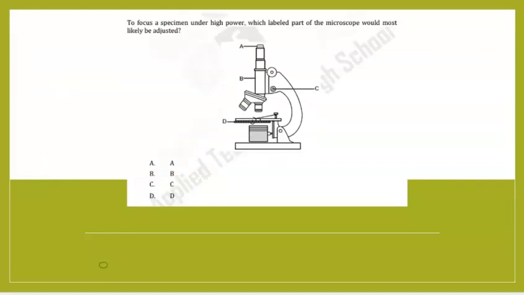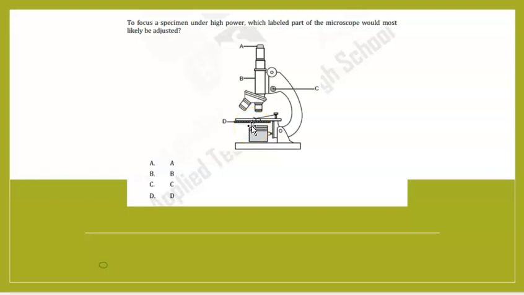Coming to the last question, here they have given you a picture of a light microscope or a compound microscope. And let's look at the basic parts. A is of course the ocular lens. B is the eye tube. Then C is a part of the arm. D is the stage, and I think this is the condenser or the diaphragm.